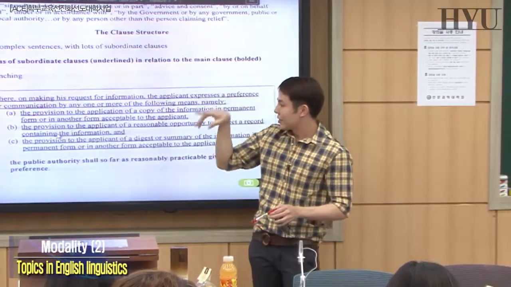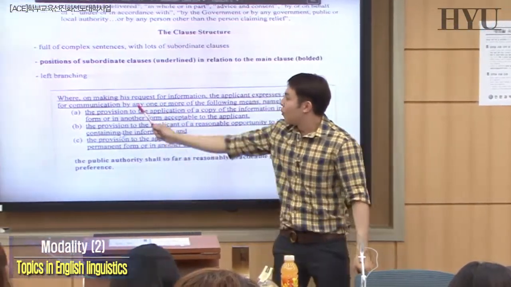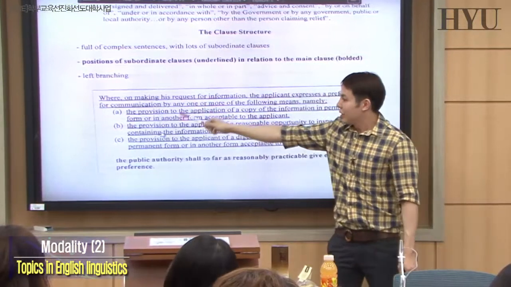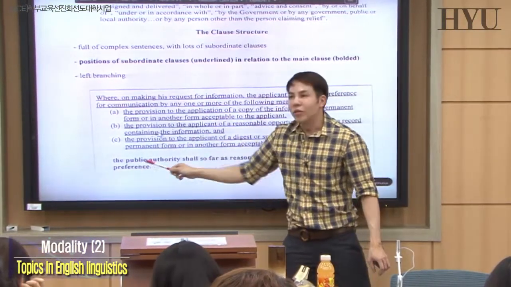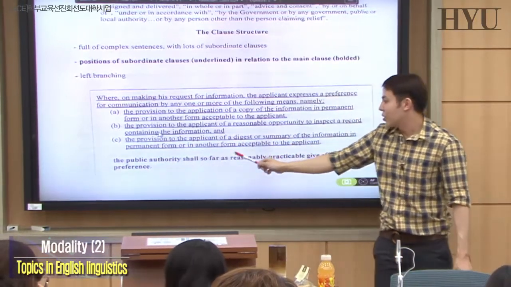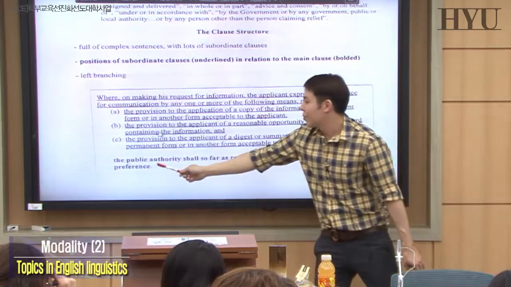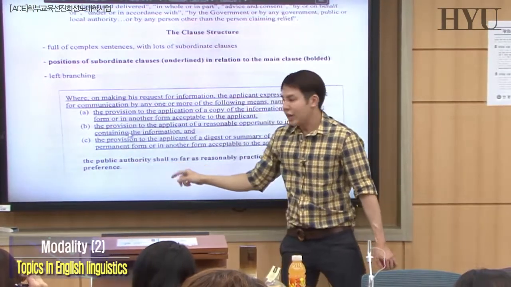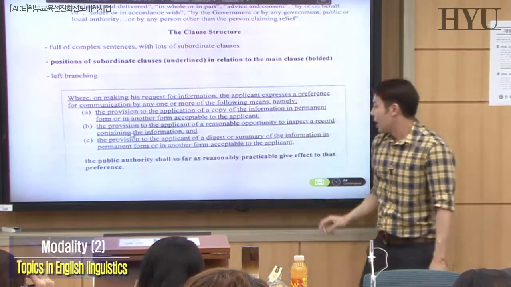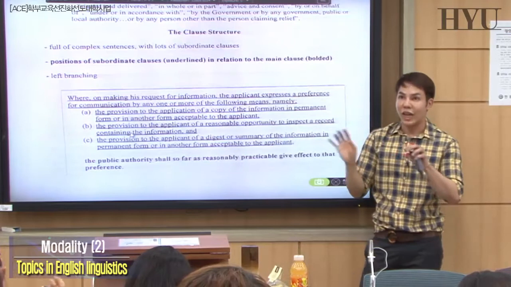If you imagine syntax trees. Like in the first one here, what I underline is the subordinate clause, okay? The main clause is bolded. The public authority shall, so far as reasonably practicable, give effect to that preference. So the main subject is public authority, shall is the modal verb, and then give effect to that preference. So that's the whole idea, right?